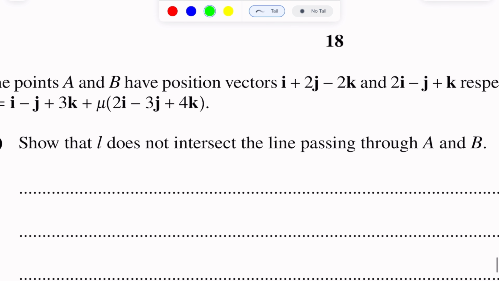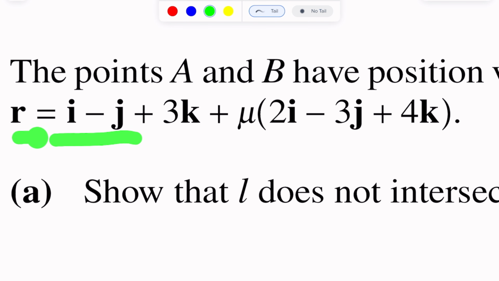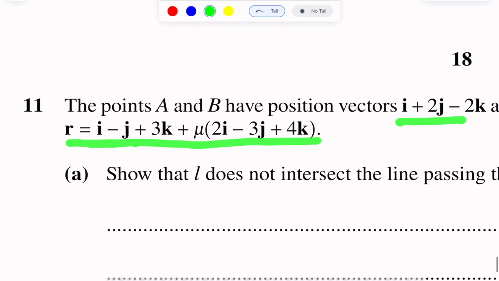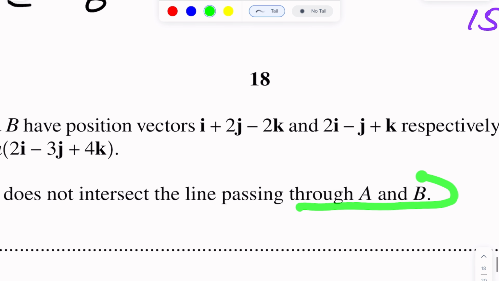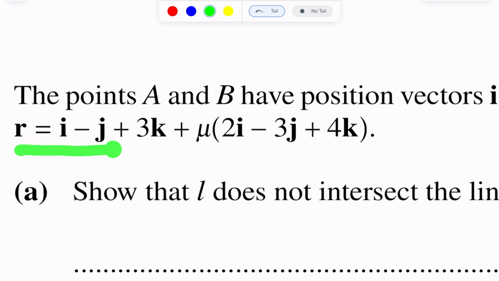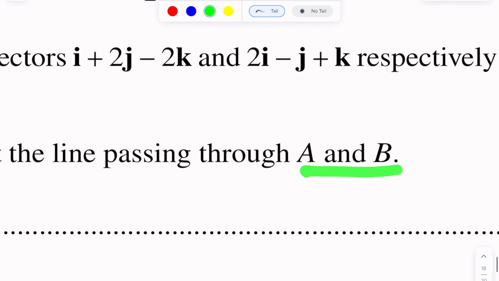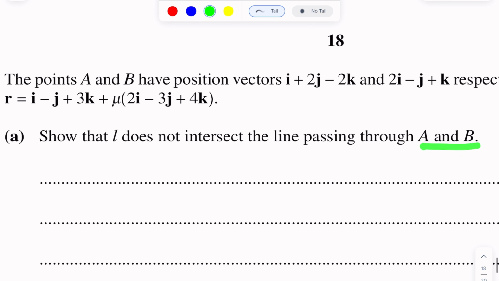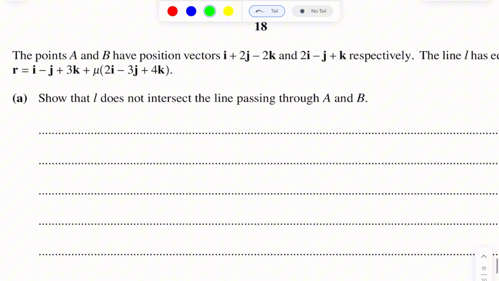Position vectors of A and B points are given and the vector equation of the line L is given. We have to show that this line L does not intersect the line passing through A and B. Line L is given, but we have to find the line passing through A and B. Then we will show that line L does not intersect the line AB.